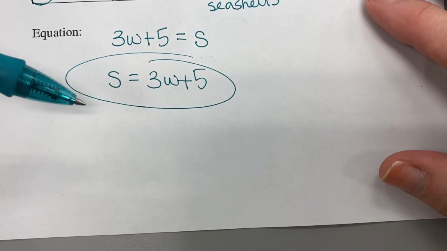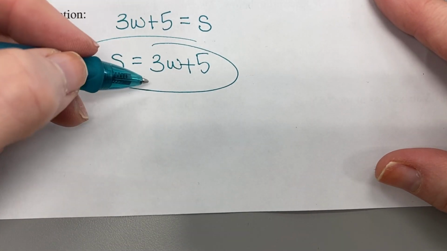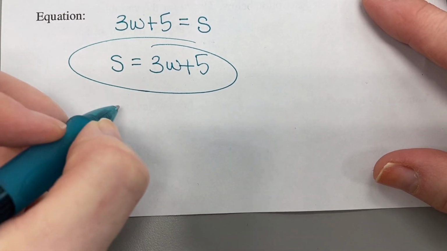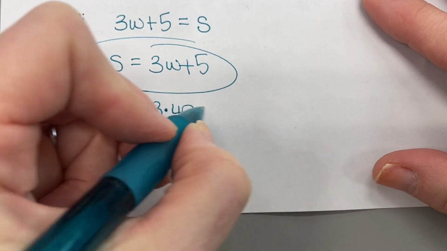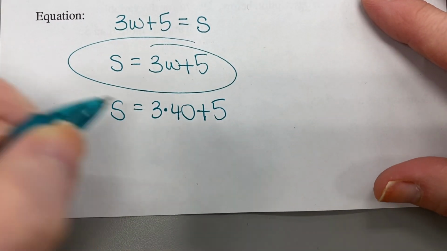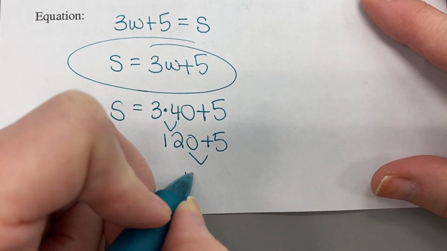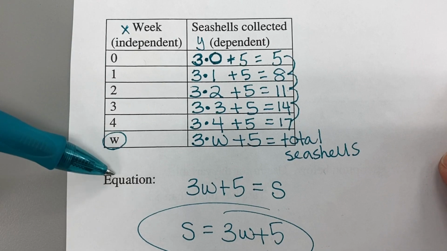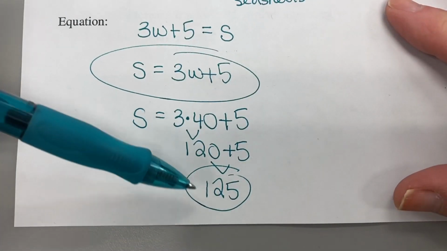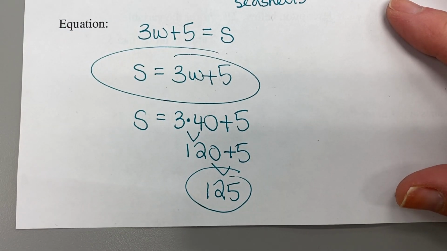Say it's like, I don't know, is there 52 weeks in a year? Say you want to know how many seashells you've collected at week 40. You could do S equals 3 times 40 weeks plus 5, which would be 120, plus 5, which would be 125 seashells in your collection. And you wouldn't have to keep making this chart all the way down to 40 weeks. You can just use the equation and pop 40 in for W.